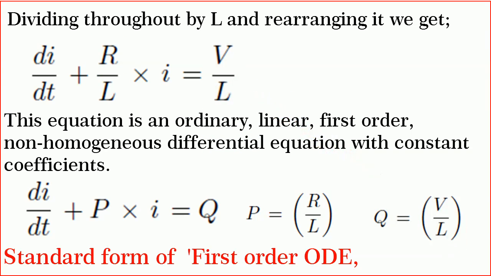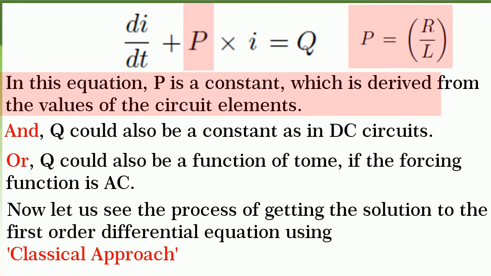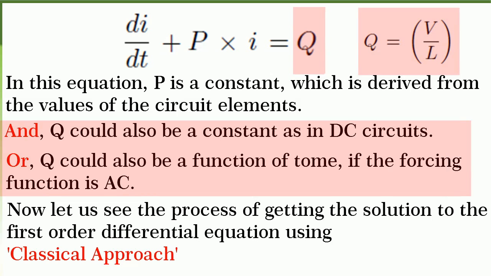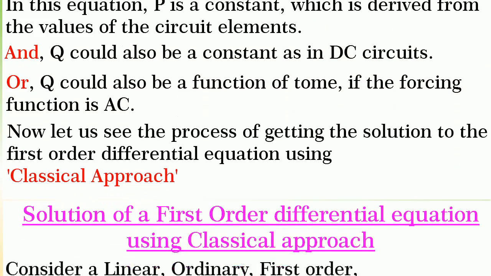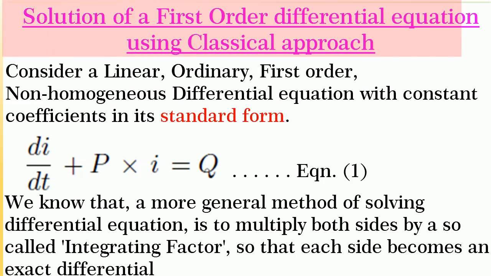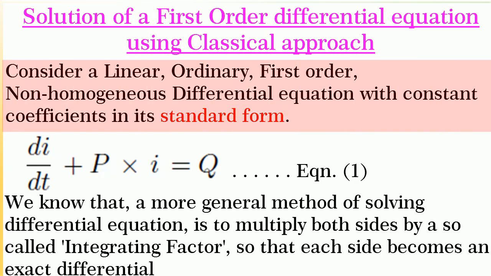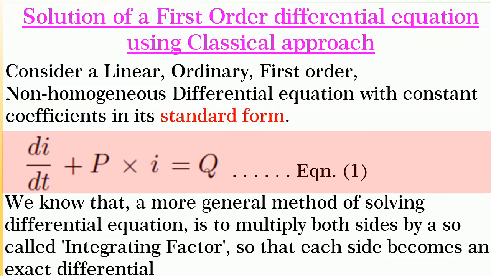We see that in this equation, P is a constant which is derived from the values of the circuit elements R and L, and Q could be a constant in DC circuits as it is now, or it could be a function of time as in AC circuits. Now, let us proceed to develop procedure to solve this first order ODE using classical approach. Consider the standard form of a first order ODE di by dt plus P into I is equal to Q.